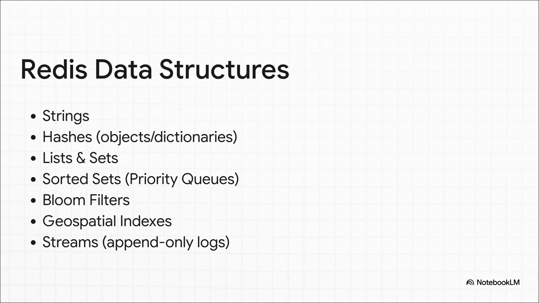A Bloom filter is basically a super efficient way of asking, hey, have I seen this item before? Without having to memorize the entire list. You even get geospatial indexes and append-only streams. And the best part? It's all manipulated via a highly readable custom query language.